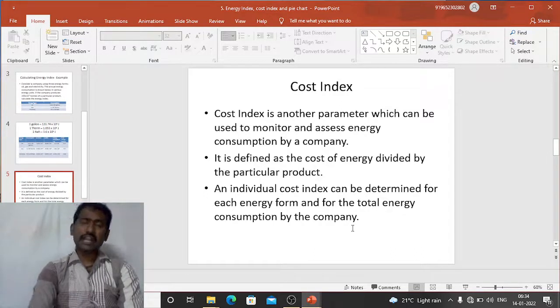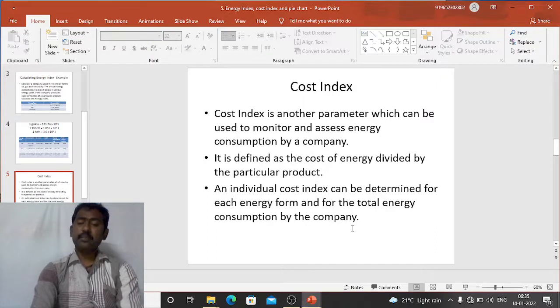Now the cost index. The cost index is another parameter which can be used to monitor and assess the energy consumption of a company. Here we can verify our consumption from the point of view of cost, and that is called the cost index. It is defined as the cost of energy divided by the particular product.